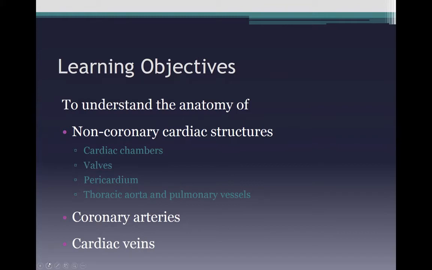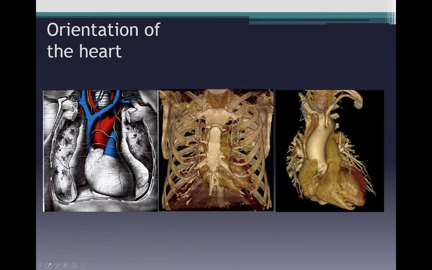CT is an excellent technique to demonstrate anatomy, as the images that are acquired are volumetric in nature, which allows them to be displayed and manipulated in any plane. I would be presenting this talk in slides as well as on workstation software so that you get a flavor of the anatomy in real time. First, let's look at the orientation of the heart.